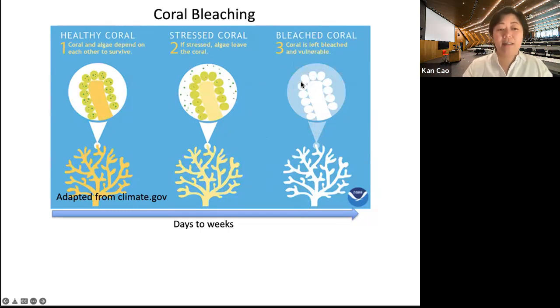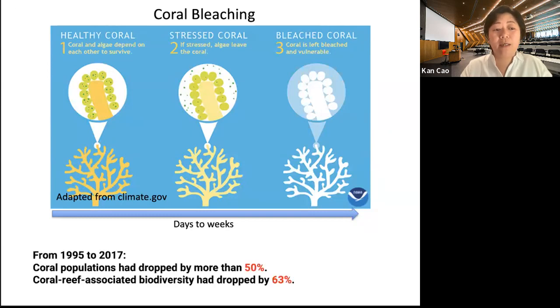So what I have learned by having a coral farm in my own lab is that coral bleaching happens very fast, usually within days to weeks. And the replenishment of the coral species takes a much longer time and is much harder to do. Studies have shown that from 1995 to 2017, the coral population had dropped by more than 50%. And the coral reef associated biodiversity has dropped by 63%.